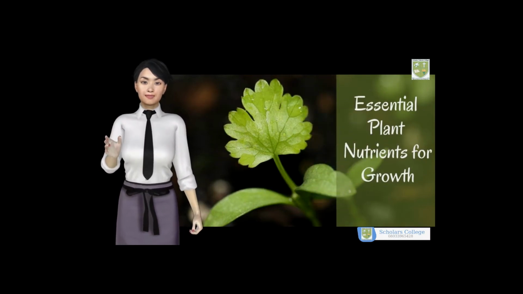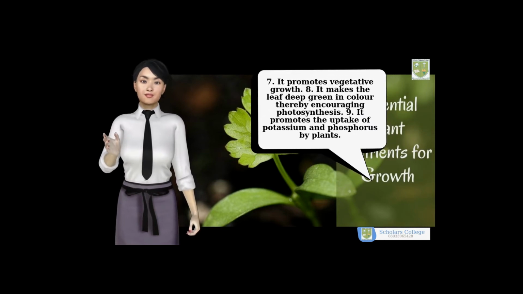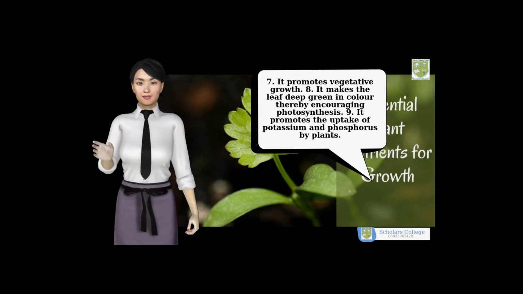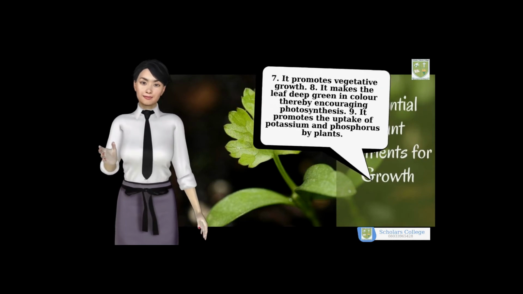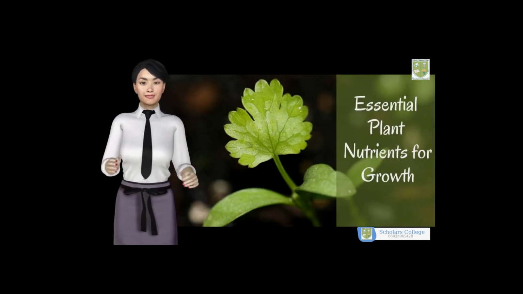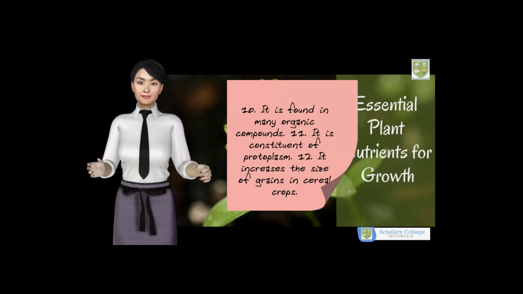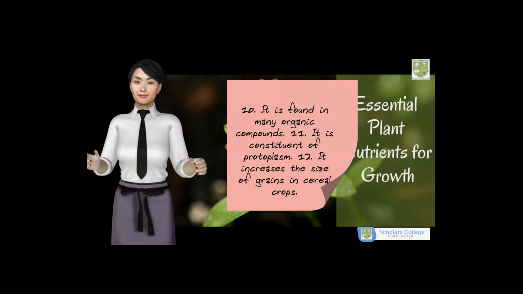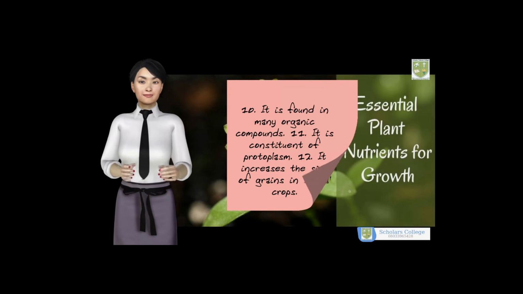7. It promotes vegetative growth. 8. It makes the leaf deep green in color, thereby encouraging photosynthesis. 9. It promotes the uptake of potassium and phosphorus by plants. 10. It is found in many organic compounds. 11. It is a constituent of protoplasm. 12. It increases the size of grains in cereal crops.